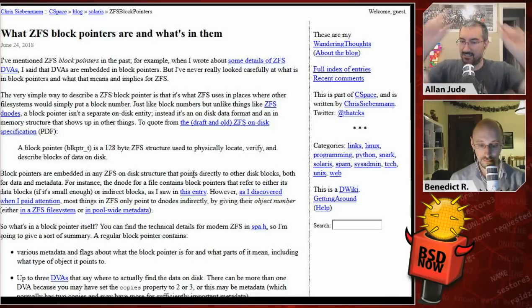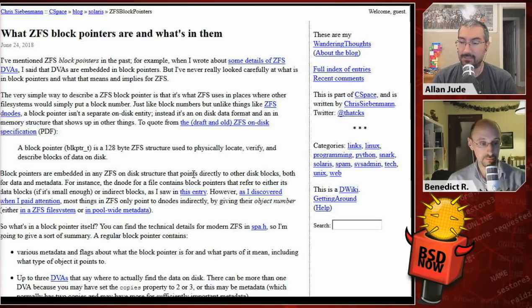So in a RAID Z, the offset is actually relative to the entire array. So if you have a RAID Z2 of 8 disks or something, when it says 12, it actually means as if you counted across all the disks. And this is how the RAID Z expansion is able to work, by reflowing the data and making sure that the same data lives at 12, it will continue to work. Anyway, he said, I said then that DVAs are embedded in block pointers, but I've never really looked carefully at what else is in block pointers and what that means and implies for ZFS.